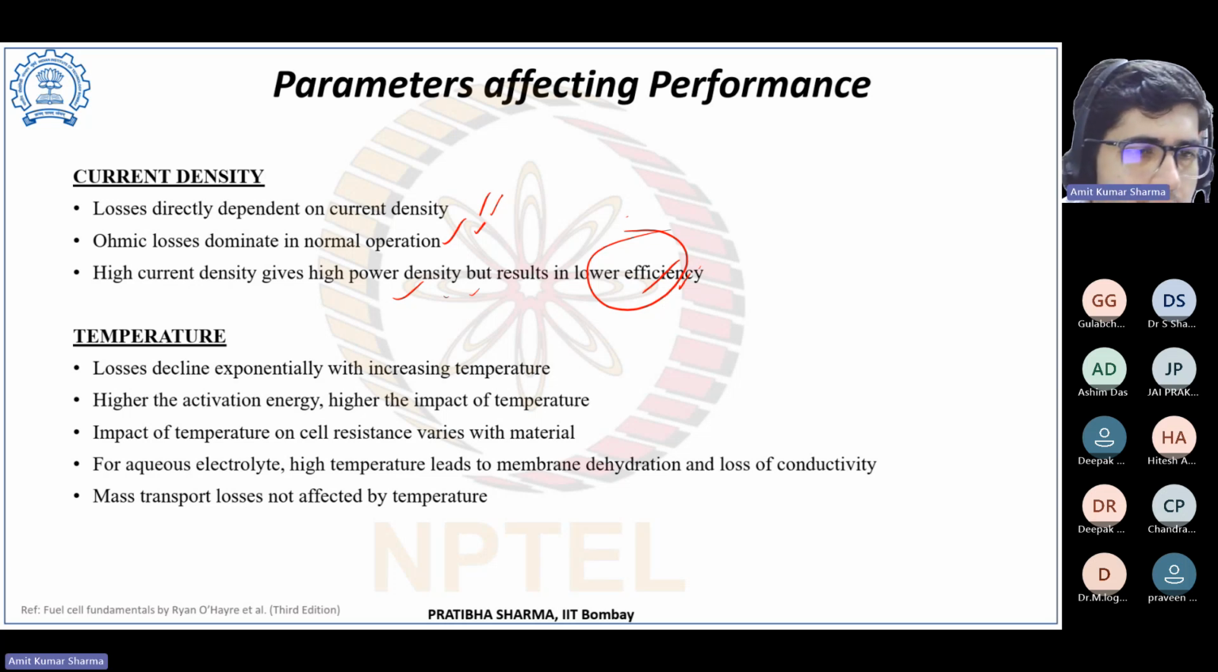Activation losses decline exponentially with increasing temperature. The higher the activation energy, the higher the impact of temperature. The impact of temperature on cell resistance varies with material. For aqueous electrolyte, high temperature leads to membrane dehydration and loss of conductivity, and the mass transport loss is not affected by temperature. So it's also playing a very important role.